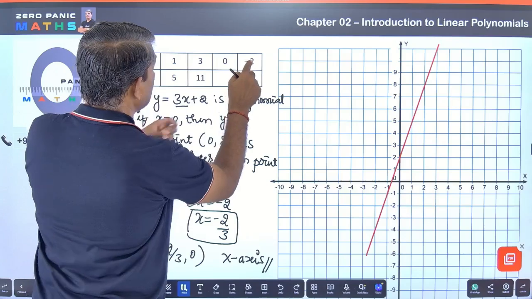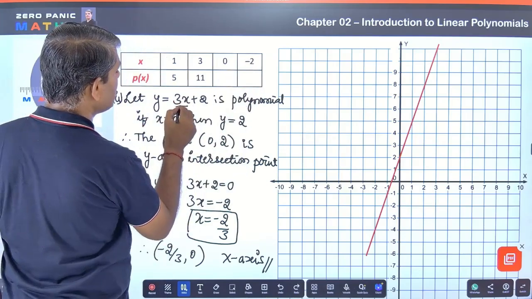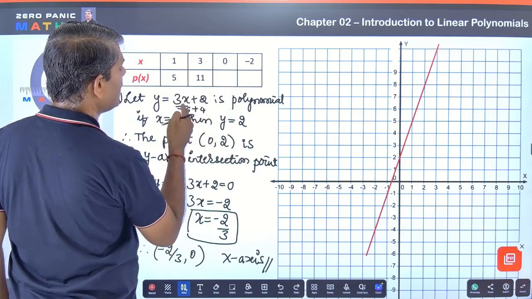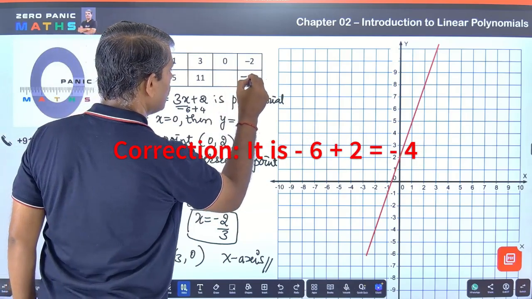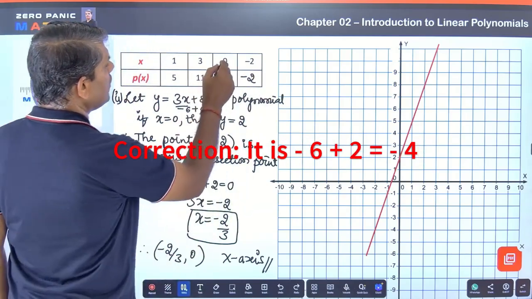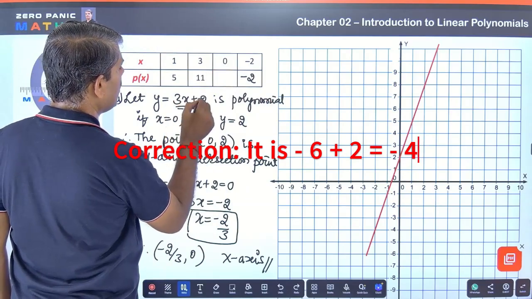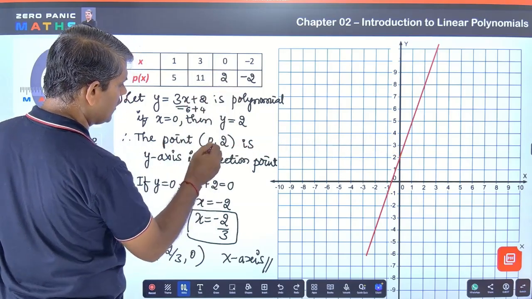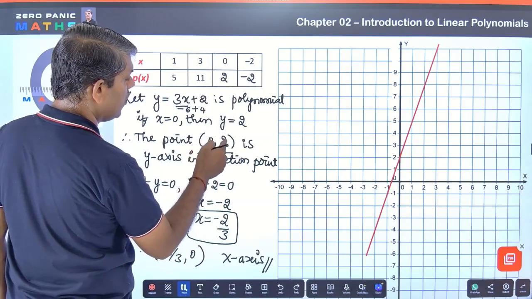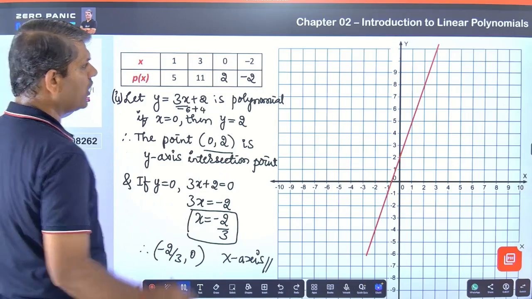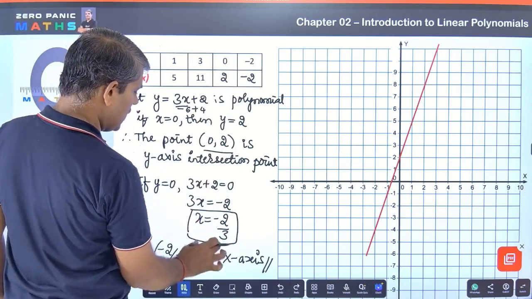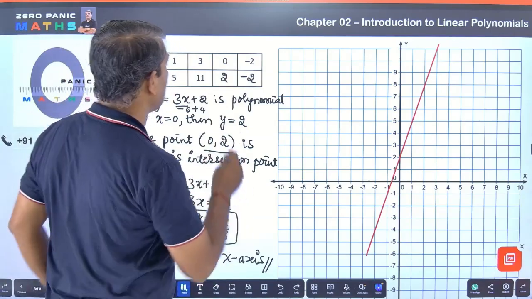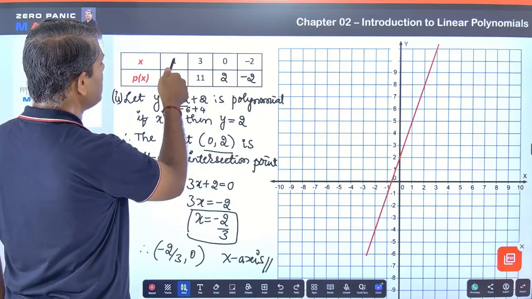Similarly, if I put minus 2 here, it will become minus 6 plus 2, and what is the value? It is minus 4. Now similarly, if I put 0 here, y is equal to 2, and that is the coordinate point that I've already got here. If x is equal to 0, y will be equal to 2. Now whether I am going to get the coordinate points where it cuts the x-axis and y-axis or not, let us plot the points.